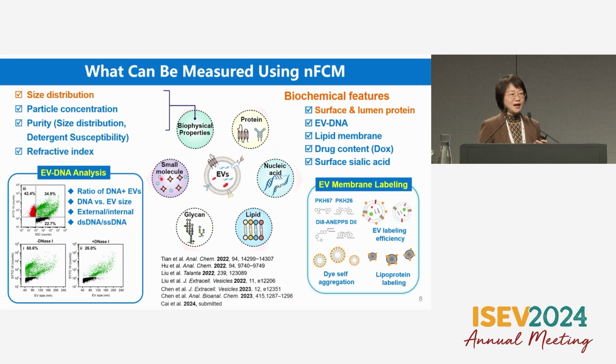Using nano flow cytometry to analyze EVs is akin to using conventional flow cytometry for single cell analysis. It can provide you multi-parameter and quantitative analysis. Both the physical and the biochemical features can be measured. For example, we can measure the size, particle concentration, purity, refractive index, proteins, EV DNA, lipid membrane, drug content, and surface sialic acid. Today, because of the time limitation, I will only focus on the size and the protein analysis.